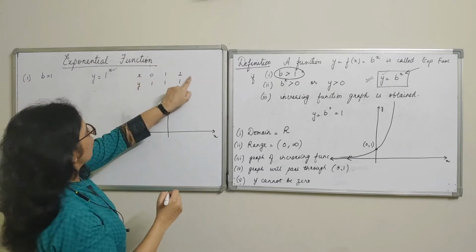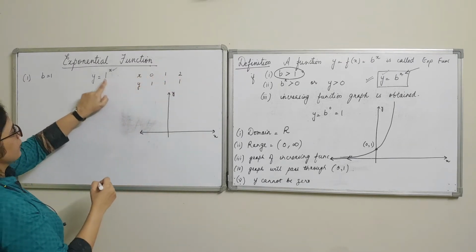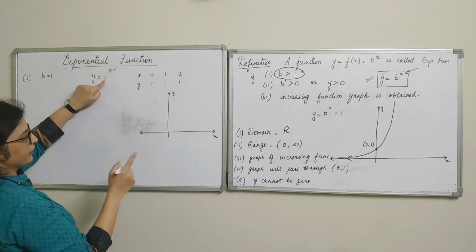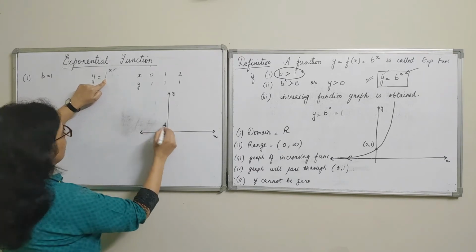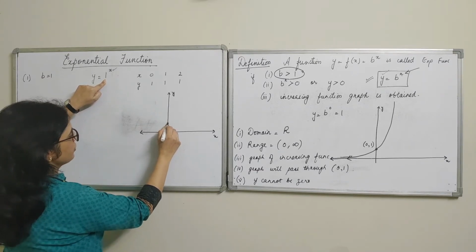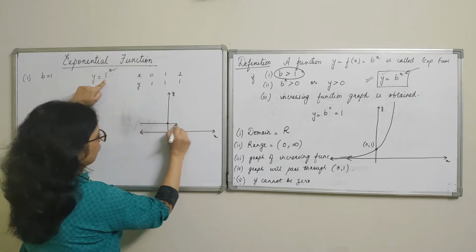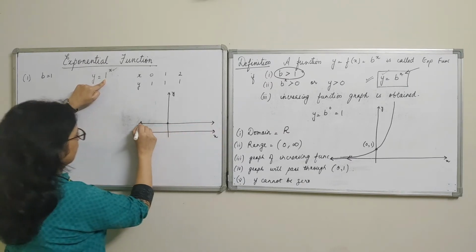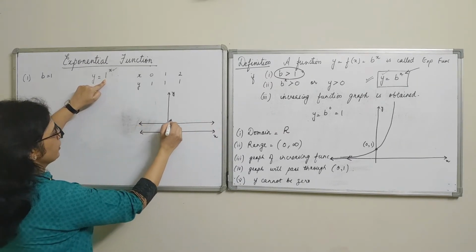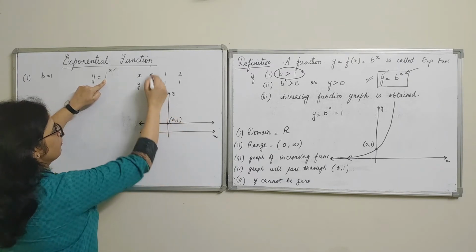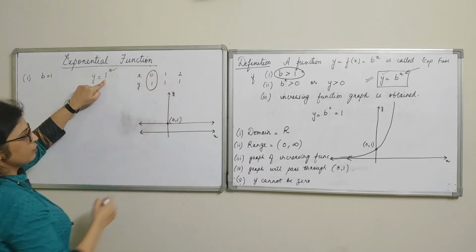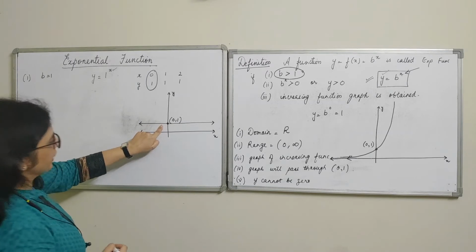for any value of x, y is going to be equal to 1. So this is the point, and this kind of a line would be obtained. What is this point? This point is 0, 1. X is 0, y is 1. Alright, this is the curve obtained.